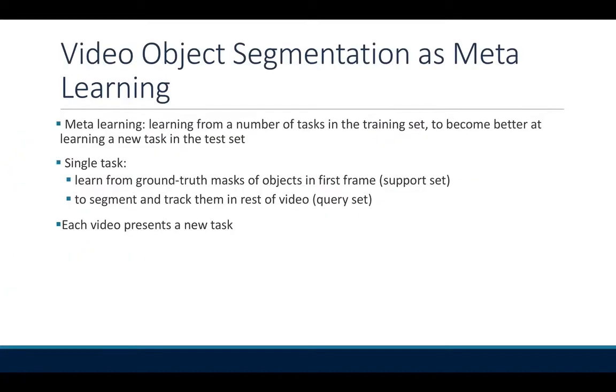Now we see how video object segmentation is a meta-learning problem. Meta-learning is defined as learning from a number of tasks in the training set to become better at learning a new task in the test set. In the context of video object segmentation, the task is to learn from ground truth masks of the objects in the first frame of the video, which is the support set, to segment and track them in the rest of the video, which is the query set.